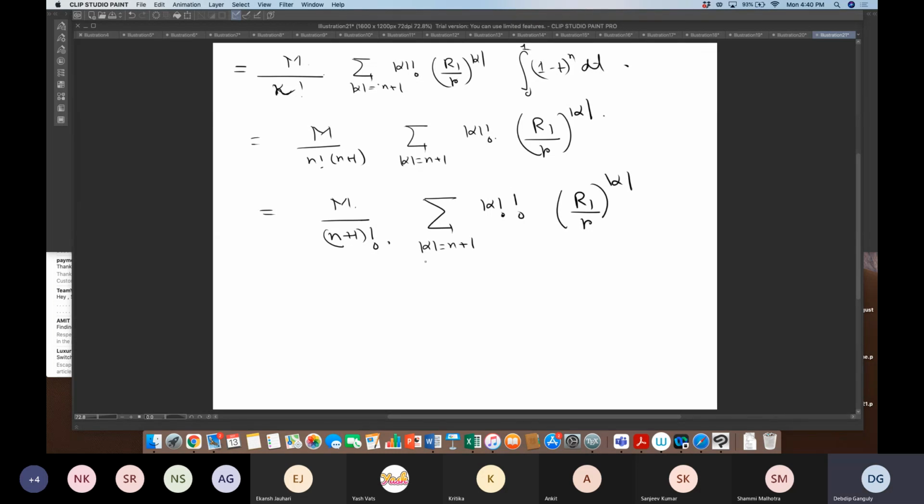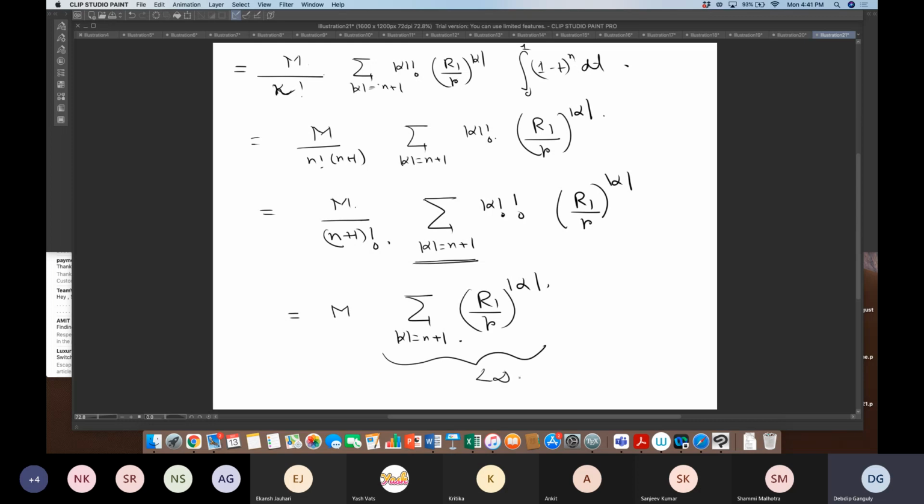And mod alpha equal to n plus 1, right? That means mod alpha equal to n plus 1. This is m comes out. Summation r1 by r to the power mod alpha equal to n plus 1. Clear? And this is finite.